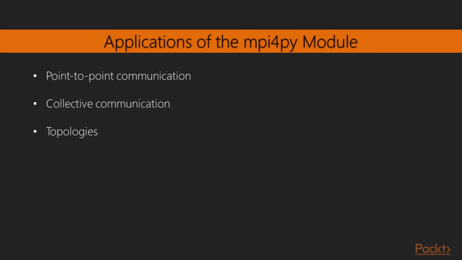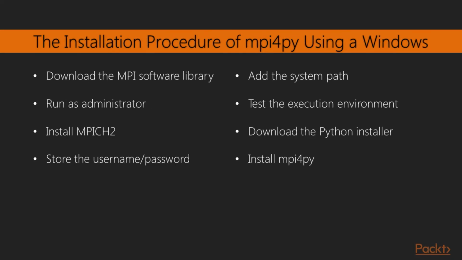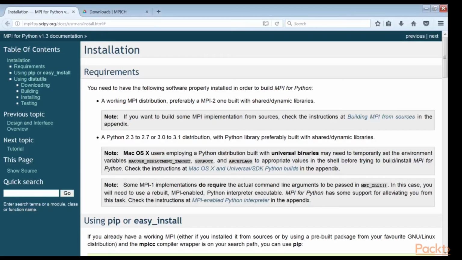The main applications of the module, which we'll be describing in this section, are: 1. Point-to-point communication. 2. Collective communication. 3. Topologies. The installation procedure of MPI4PY using a Windows machine is as shown.